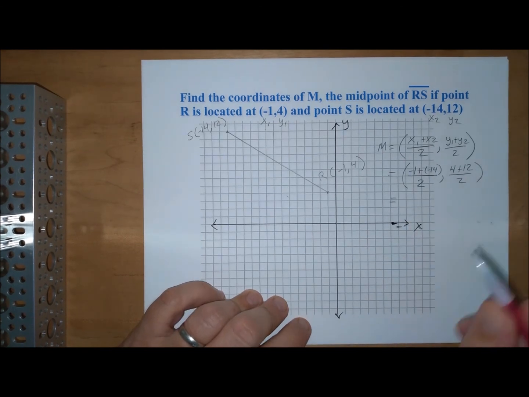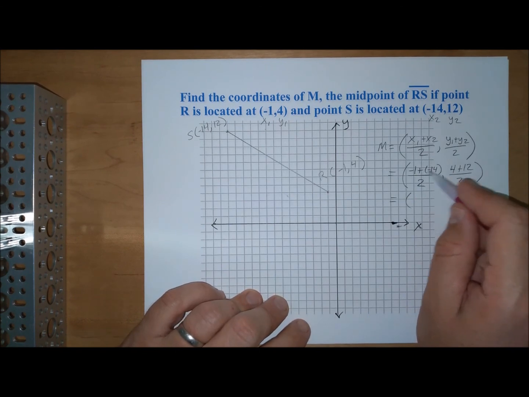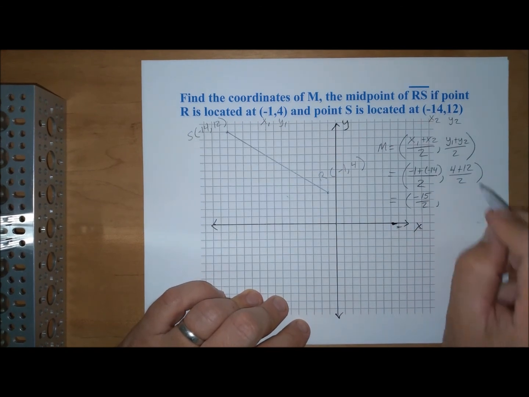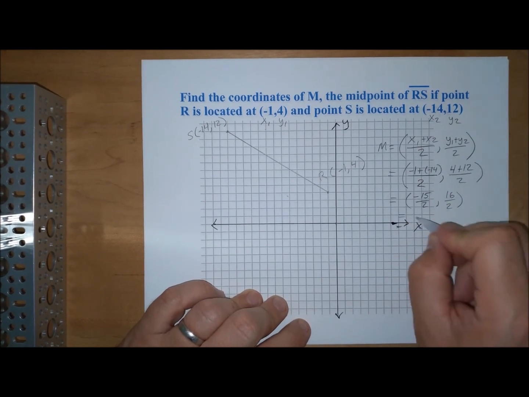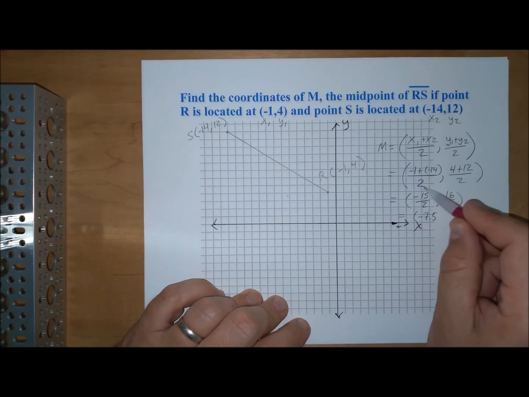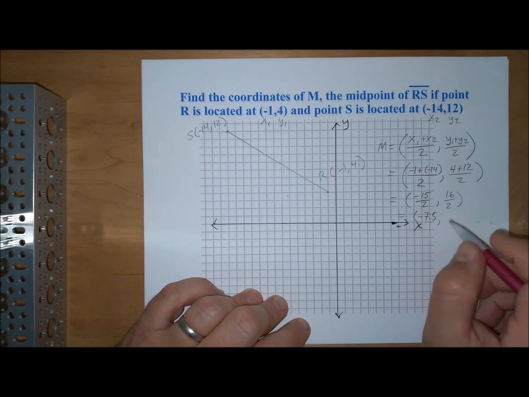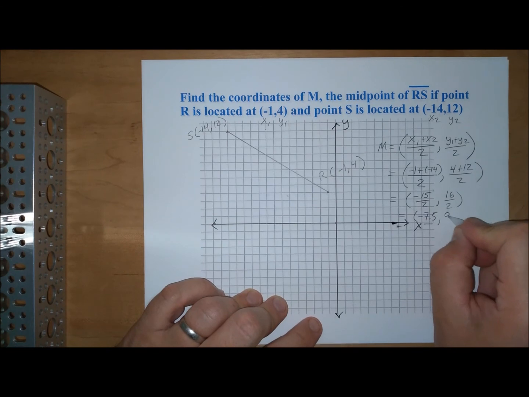Okay, let's go ahead and clean that up. Negative 1 plus negative 14 is negative 15. So I get negative 15 over 2, and 4 plus 12 is 16 over 2. Now let's go ahead and clean it up a little further. Negative 15 over 2 is negative 7.5. I do love this number. This is a beautiful number. Fractions are a beautiful thing. And there's nothing improper about improper fractions. But if you're going to plot it on the coordinate plane, you may want to turn it back into a mixed number. And 16 over 2, of course, is 8.